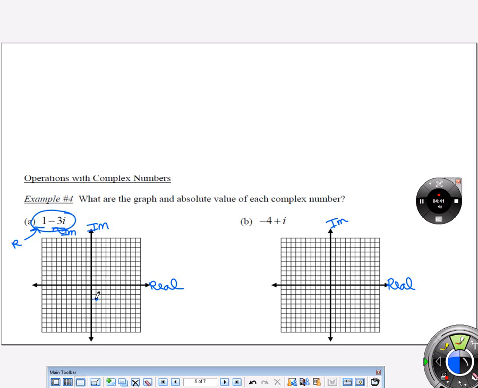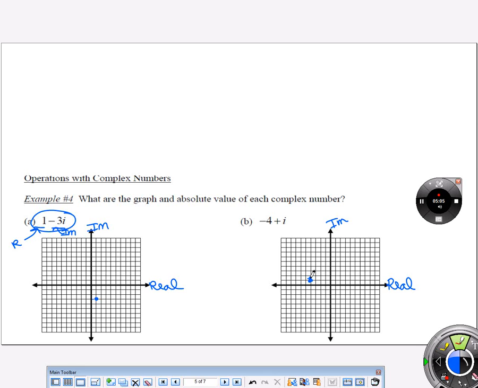So it's very similar to plotting the point 1, negative 3, because it's 1 for real, negative 3 in the imaginary direction. And then in the second example, it's negative 4 for the real. So we're going to go negative 4 on the real axis. And then i is like plus 1i. So we're going to go up 1 on the imaginary axis. So that would be our point, negative 4 plus i.